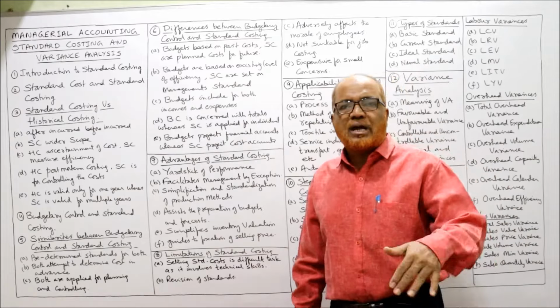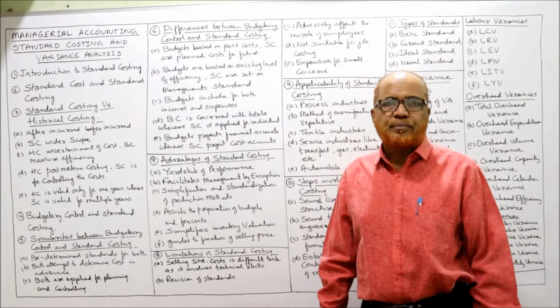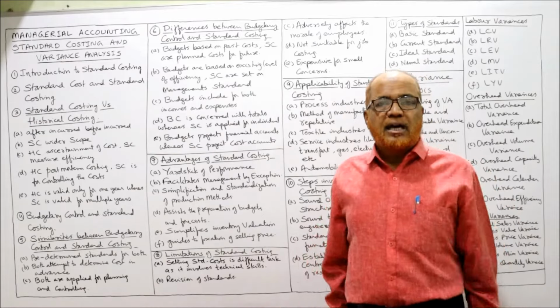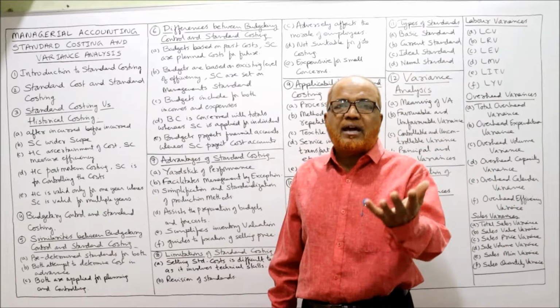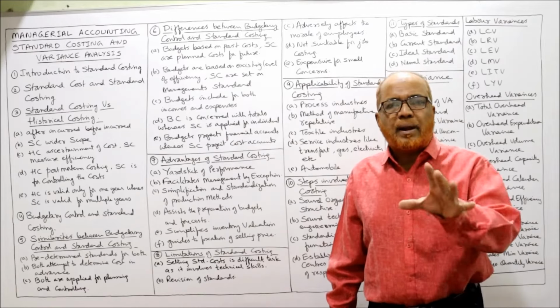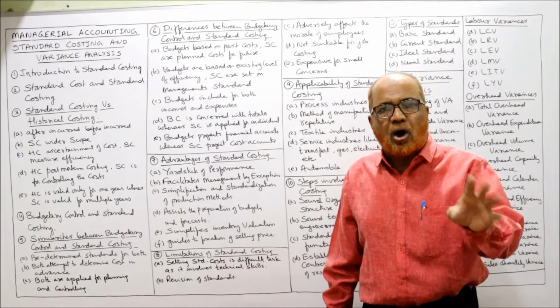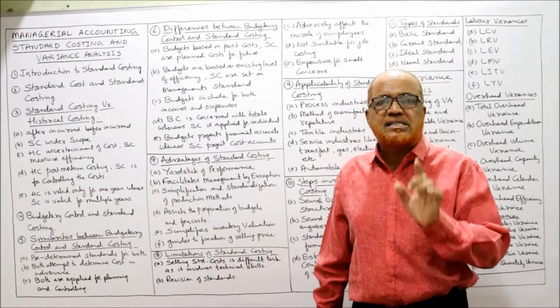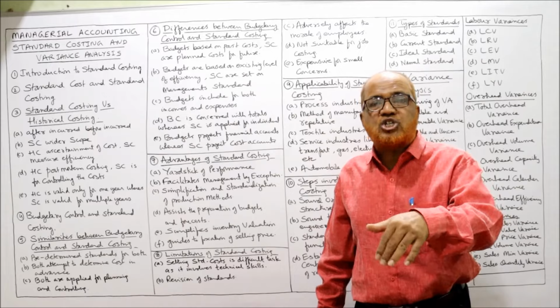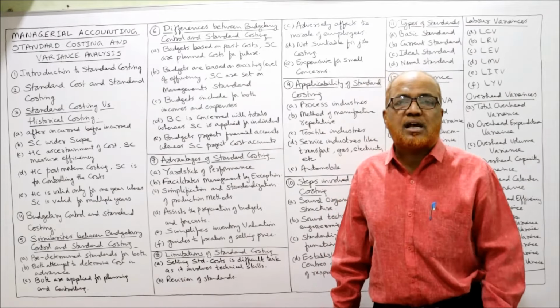Next one, revision of standards. See, time to time the conditions are changing. The conditions are completely volatile, dynamic. In such a situation, if we make a rigid standard, it will not be attained. The purpose of standard costing will be lost if we make a rigid standard. So time to time the standard cost should be changed according to the changing circumstances.